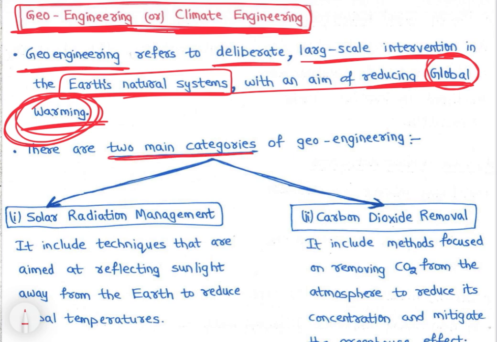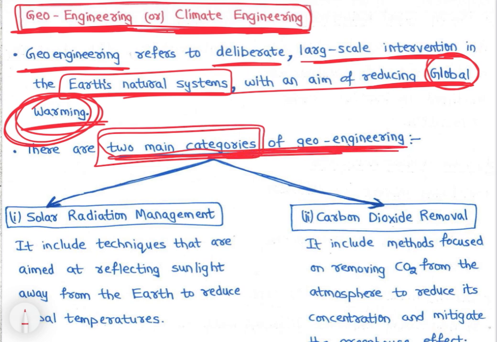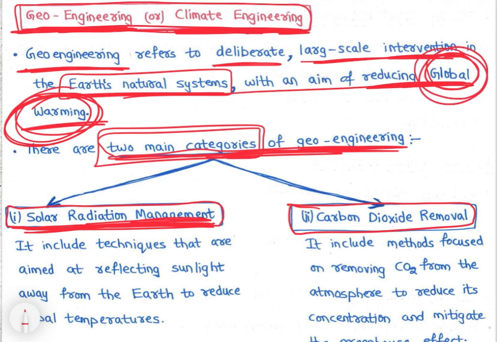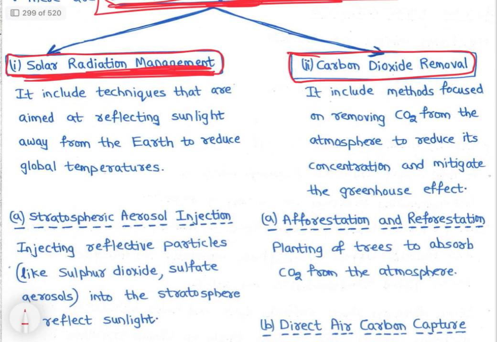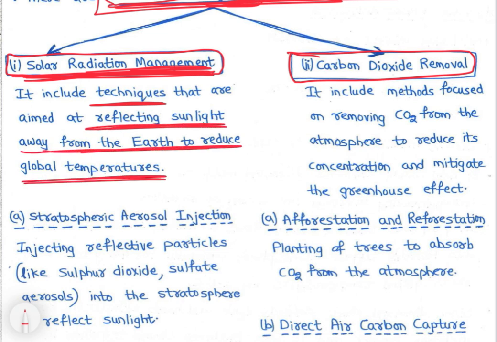There are two main categories of geoengineering. They are one is solar radiation management, and second is carbon dioxide removal. So first let's understand solar radiation management, right? Solar radiation management करके, right, we can reduce global warming. So that is, it include techniques that are aimed at reflecting sunlight away from the earth to reduce global temperatures.